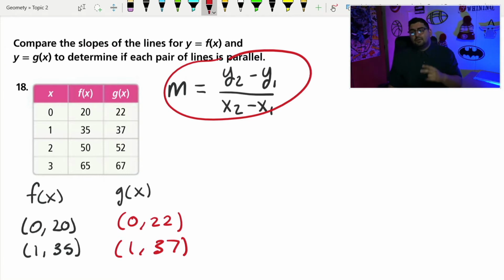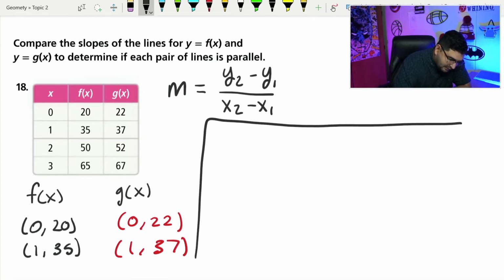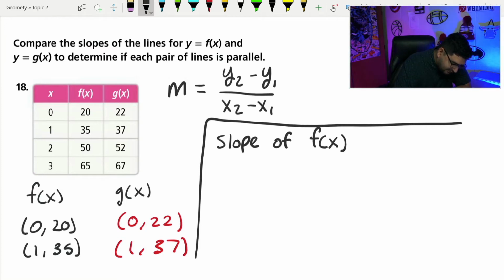So we're going to use the slope formula twice. And what we want to see in the end is, do these two lines have the same slope, or do they have different slopes? If they have the same slope, then we can in fact prove that these two lines are parallel. So let's get started with finding the slope of f of x.